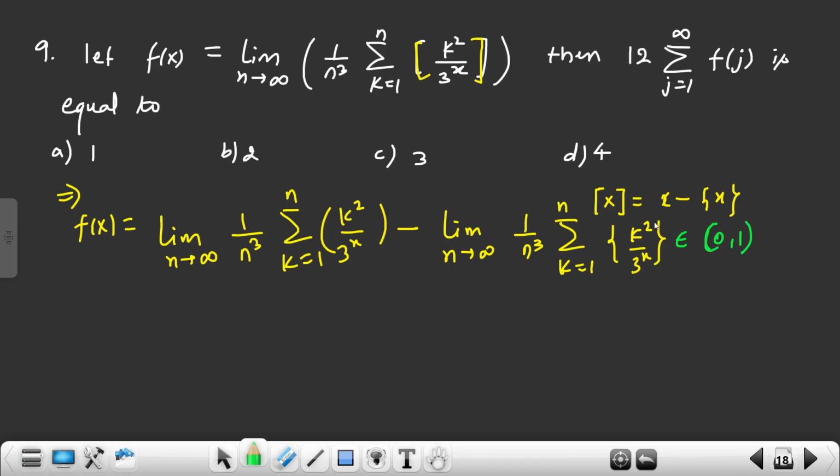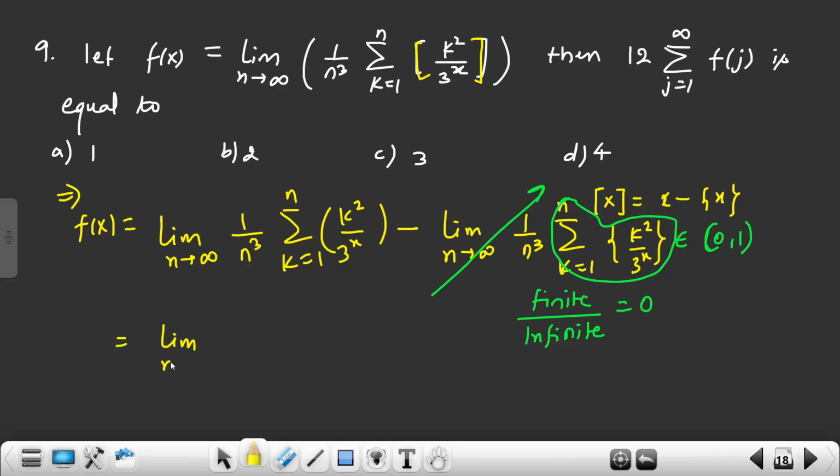0 to 1 means the numerator part, whatever value you put, will finally be in the range of 0 to 1. So the numerator is some finite value, and upon that is infinite, finite upon infinite. What is the answer? 0. So this whole term will get cancelled. Now only that term is left: limit n tends to infinity 1 by n cube. Now if I put k equals 1 square, 2 square, 3 square, so basically it is n into n plus 1, 2n plus 1 by 6 into 3 power x.